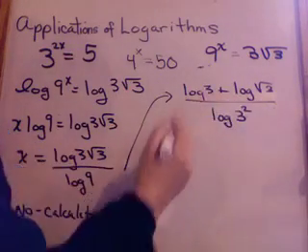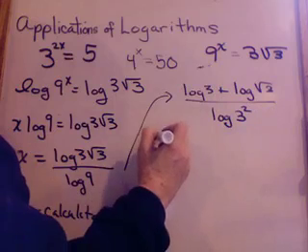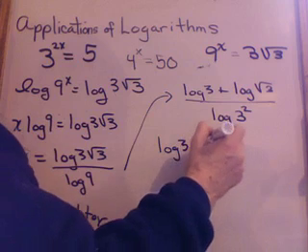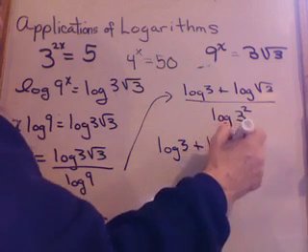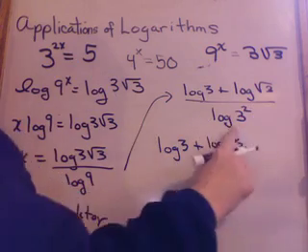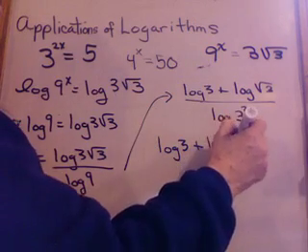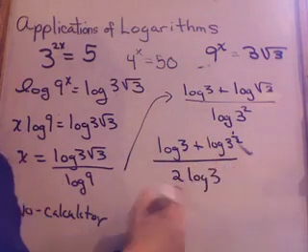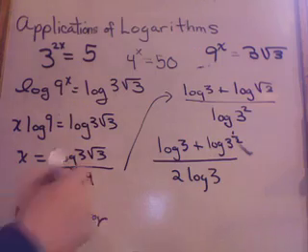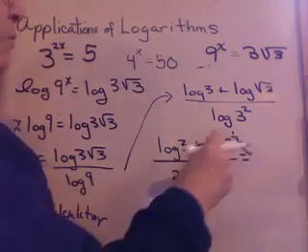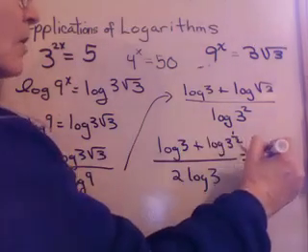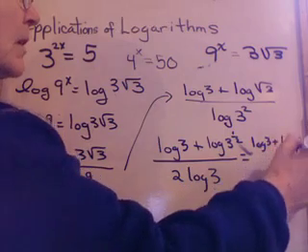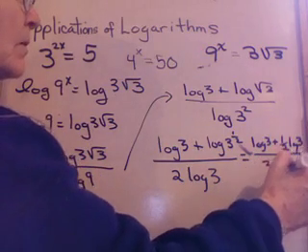Now I'm going to put this 2 out in front. I'm going to do more too. Watch this. Log 3, can't do anything with. But I could call this log 3 to the 1/2, exponent 1/2, all over 2 log 3. You know why I can move the 2, right? Then I'm going to rewrite this one more time, move the 1/2 in front. So I have log 3 plus 1/2 log 3 all over 2 log 3.